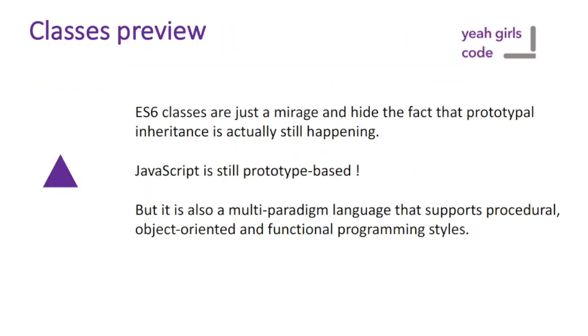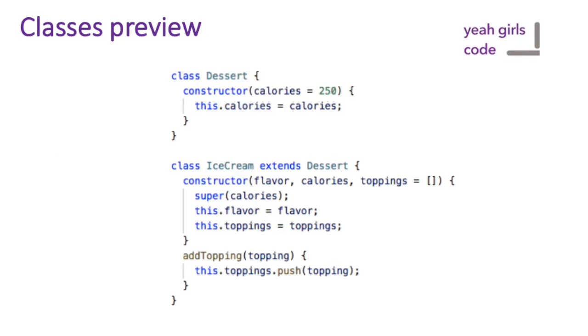So, classes preview now. First of all, you have to be very, very aware that ES6 classes are just a mirage and they hide the fact that prototypal inheritance is actually still happening under the hood. So JavaScript is still prototype-based, but it is also a multi-paradigm language that supports procedural, object-oriented, and functional programming styles.